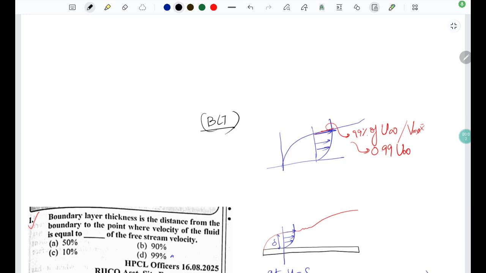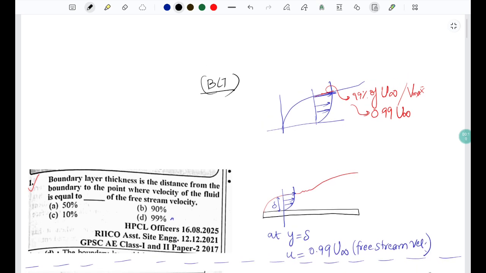Let's go through the boundary layer theory. We'll be revising boundary layer theory through concepts, through questions. The first question said that the boundary layer thickness is the distance from the boundary to the point where velocity of the fluid is equal to that of the free stream velocity.